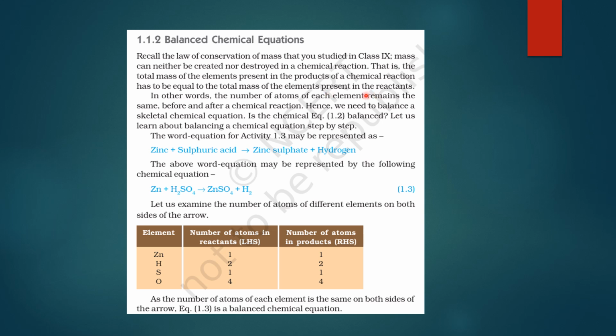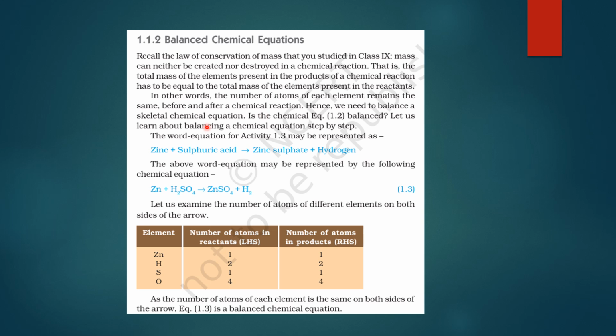Means left hand side पे जो आपका total mass होगा, that should be equal to the mass on the right hand side. It must not be unequal. So this is the law of conservation of mass, because we cannot either create or destroy mass. Mass has to remain the same on both the sides of the arrow. Okay.